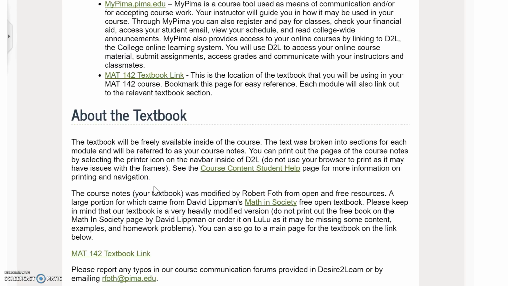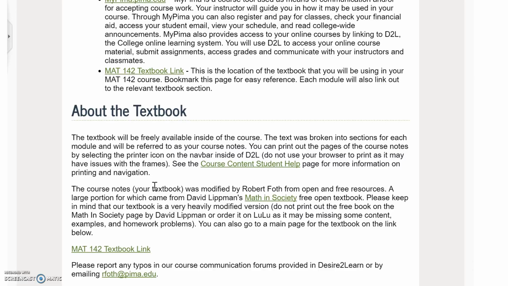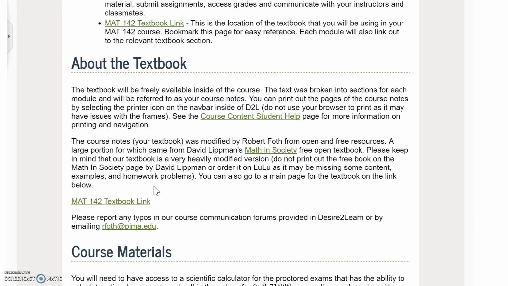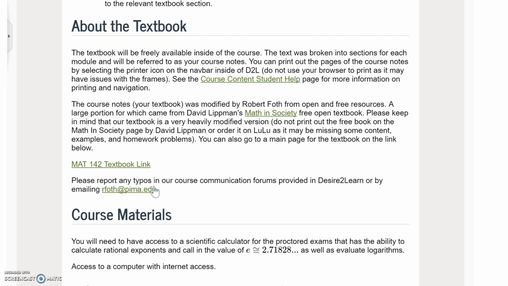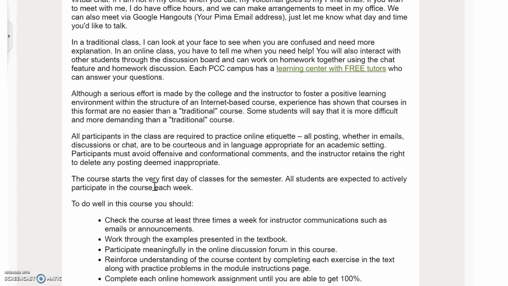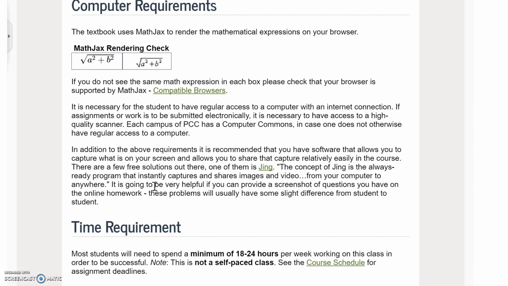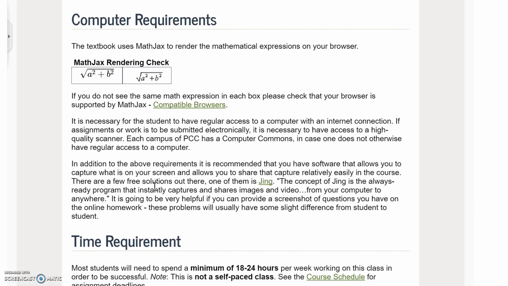As I've said before, the textbook is online. There is no need to buy a textbook for the course. Other course materials that you're going to need are scientific calculators for the proctored exams. You can use whatever other calculator you would like when you're working at home, but for the proctored exams, a scientific calculator is required.